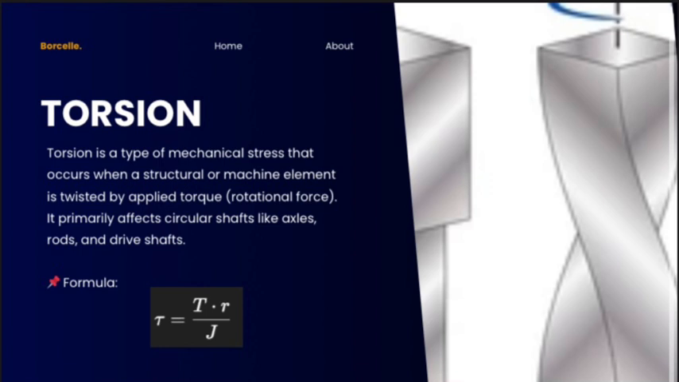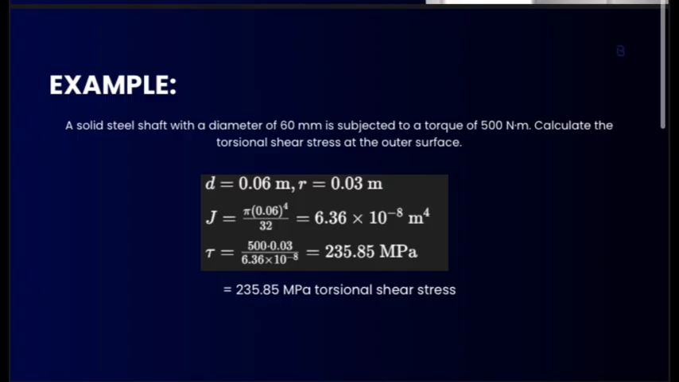The formula of torsion is torsional stress equals torque applied times radius of a shaft over polar moment of inertia. For example, a solid steel shaft with a diameter of 60 mm is subjected to torque of 500 Nm. Calculate the torsional shear stress of the outer surface. So first, convert the diameter to meters. 60 millimeter divided by 1,000 is equal to 0.06 meter.